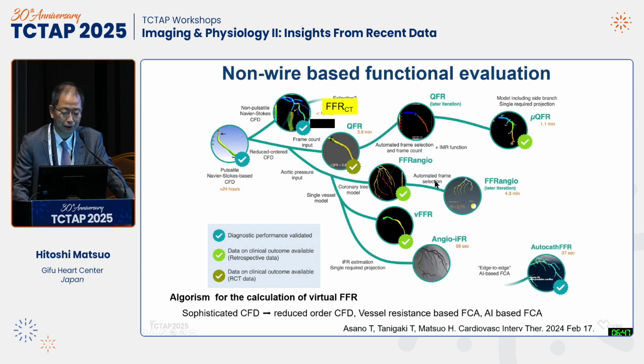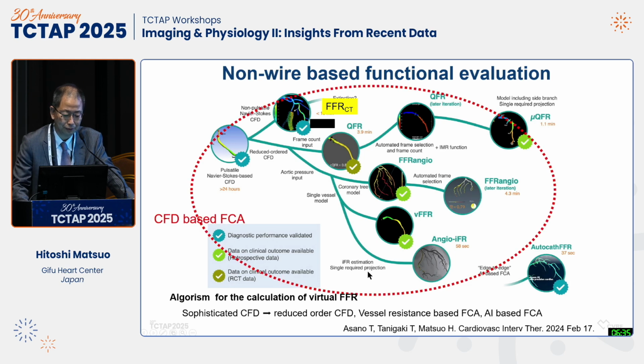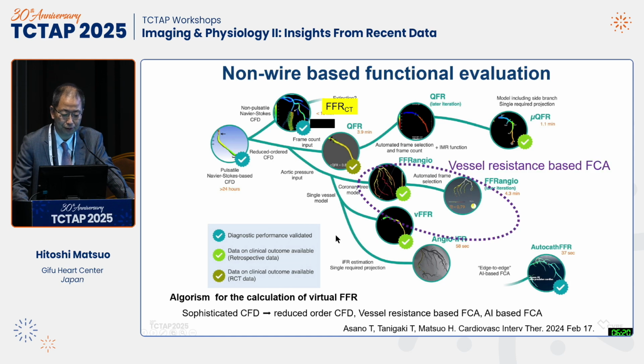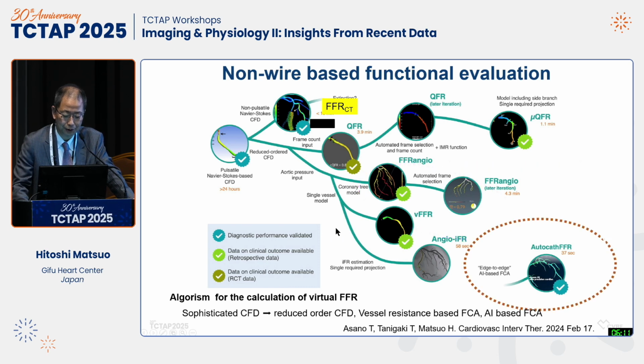mu-QFR, QFR, FFR angio, and VFFR. The algorithm for the calculation of this virtual FFR is slightly different. CFD-based functional coronary angiography (FCA) includes mu-FR, QFR, and VFFR. On the other hand, FFR angio is a vessel resistance-based functional coronary angiography. Furthermore, now we can use the AutoCAS FFR, which is a completely AI-determined FFR.